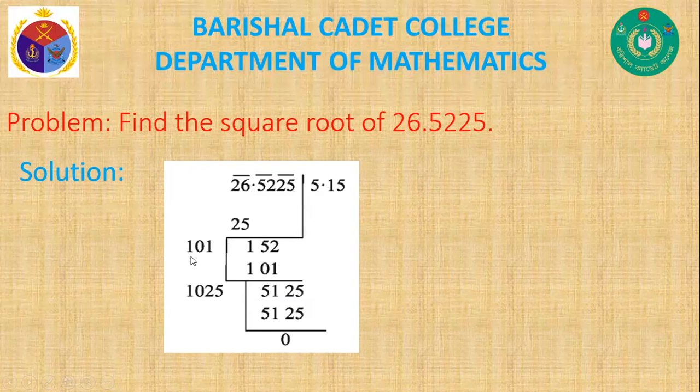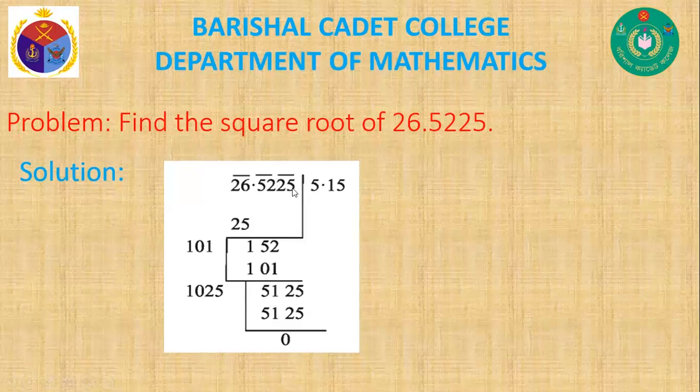Now we have to find a number so that we multiply these two numbers and the result will be less than 152. So I have taken here 1 and here 1, then multiplying these two, we get 101. Again subtracting these two, we get 51.